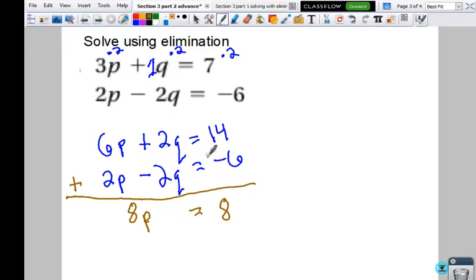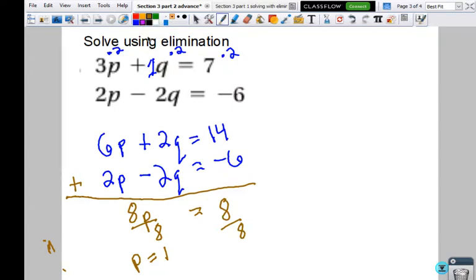Kyle, what's the next step? Because we just did step 2, which is add straight down. Step 3, solve for what's left. How am I going to solve for it? Are we keeping a decimal on this one? It's 1. Let them think for a minute. Alright, what I can do, Kyle, to solve for p? Divide by 8. Yep, divide by 8. And we divide by 8, we get p equals 1. Alright, that was step 3, first part.